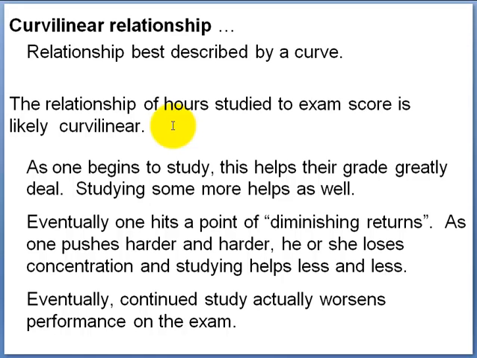So this is an example then of a curvilinear relationship. Hours studied is low. As you study more, exam scores go up. As hours studied gets to be too high, study ceases to help, and then as hours studied gets higher still, the relationship between hours studied and score on the exam actually becomes a negative one.